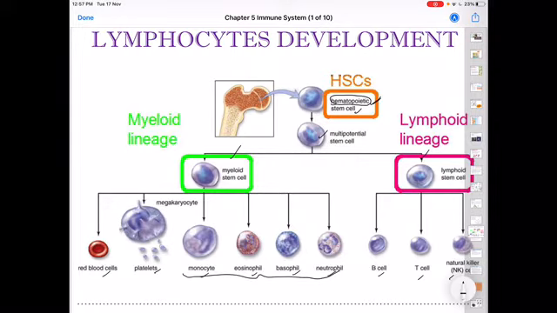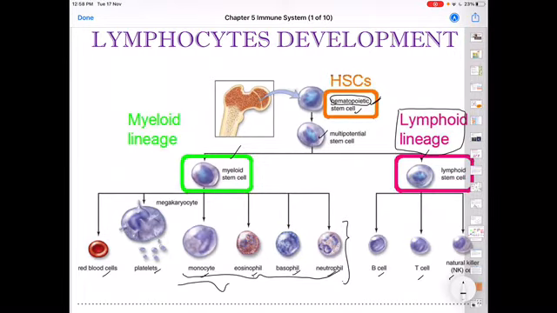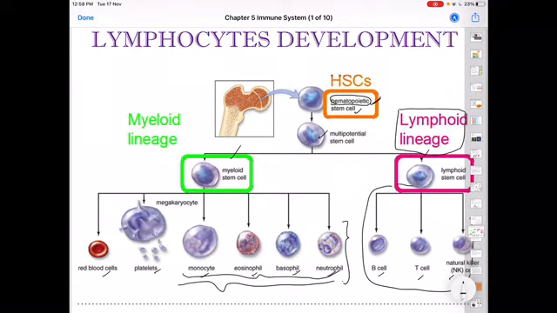So untuk lymphoid stem cell, dia dalam lymphoid lineage. Dia akan masukkan B cell, T cell and natural killer cell. Ni ialah group dia. But for myeloid stem cell, dia akan menghasilkan red blood cell, platelets, monocyte, eosinophil, basophil and neutrophil. Semua ni ialah white blood cell, tapi dia menggunakan action yang berbeza. Yang menggunakan lymphoid stem cell ni terlibat dalam acquired immunity.